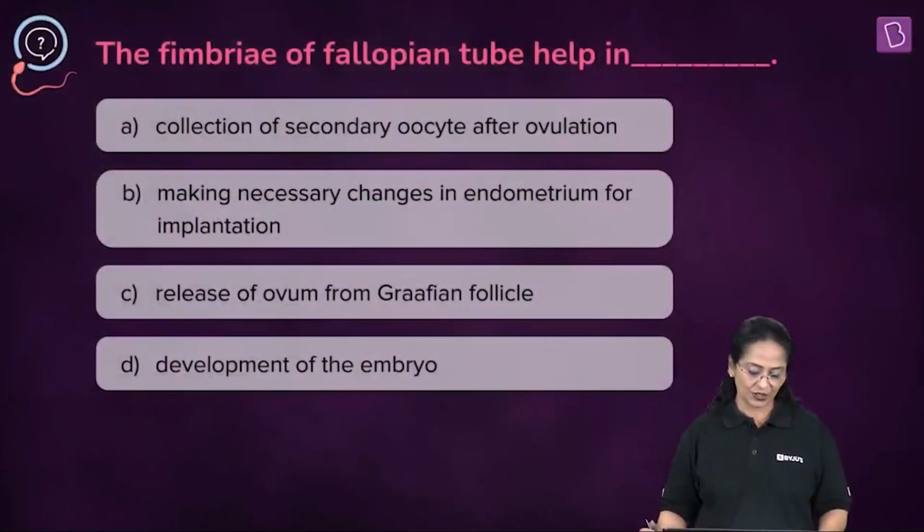A fill in the blanks question for you. The fimbriae of fallopian tube help in dash. A. Collection of secondary oocyte after ovulation. B. Making necessary changes in endometrium for implantation. C. Release of ovum from Graafian follicle. D. Development of the embryo.